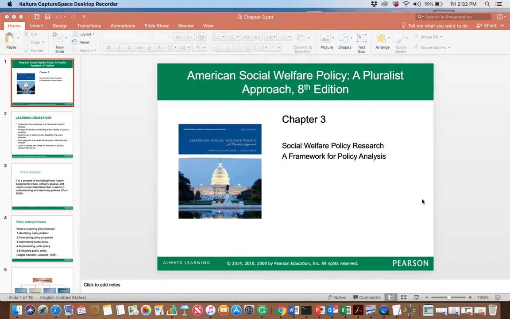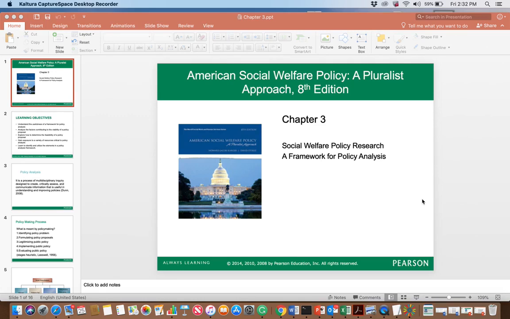Hello class, we are in module 3 of class this semester. I cannot emphasize enough how important this particular chapter is, chapter 3 of your course textbook. What it does is it gives you a framework for policy analysis, and frequently I will be asking you to use a framework to evaluate social welfare policy.